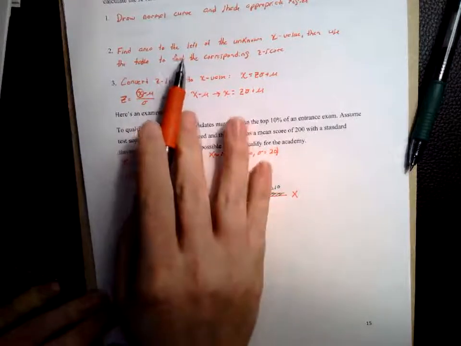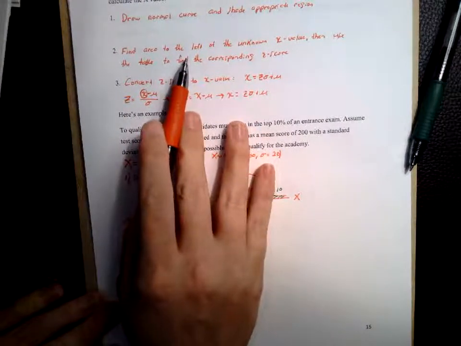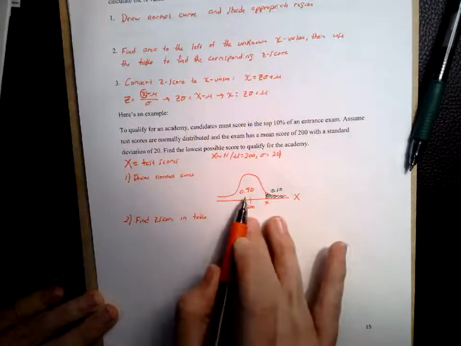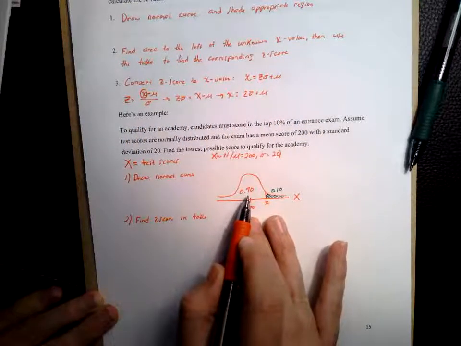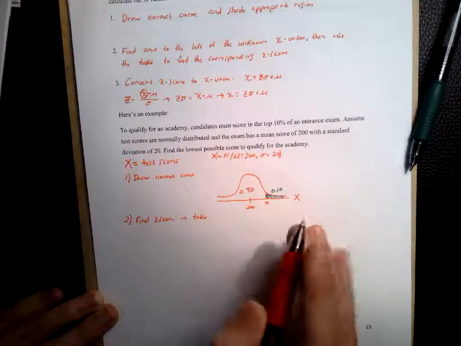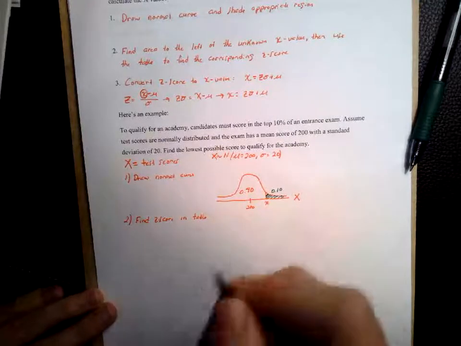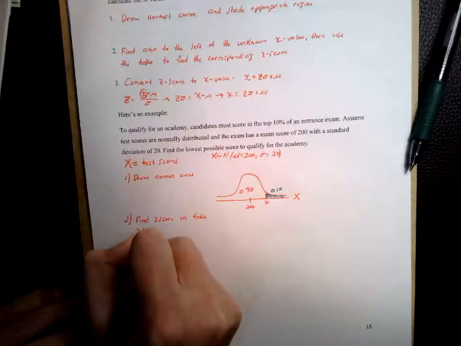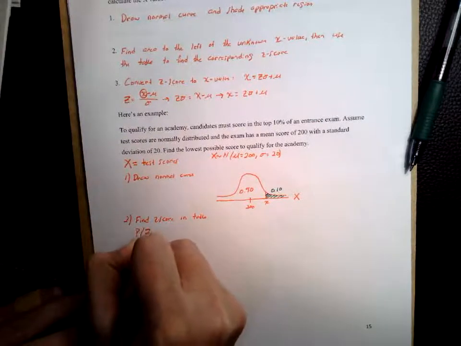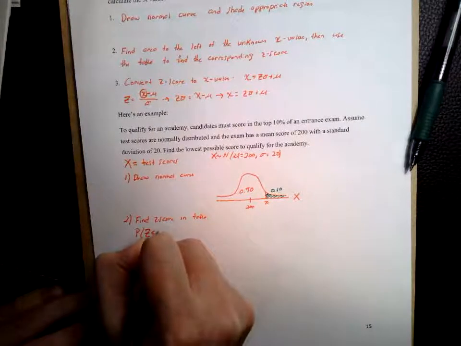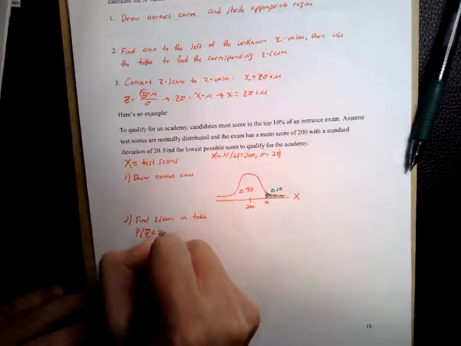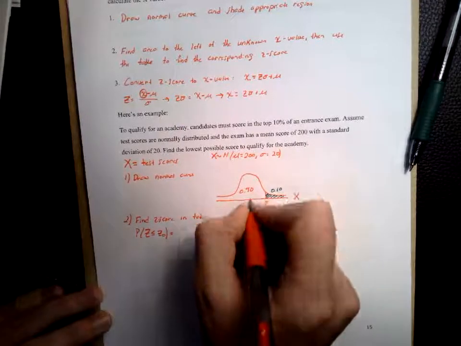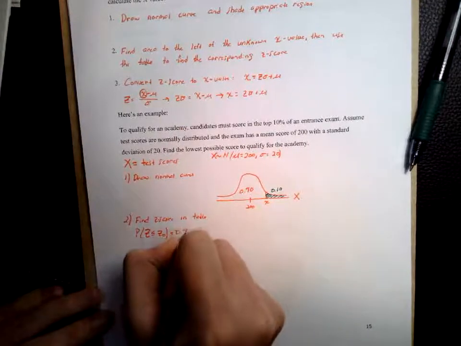So this step said find the area to the left of the unknown x value, then use the table to find the corresponding z-score. So I know the probability to the left of this, so then I can find the corresponding z-score, where the probability of getting a z-score less than or equal to this unknown z-score, little z, let's call it z naught, is equal to 0.90.